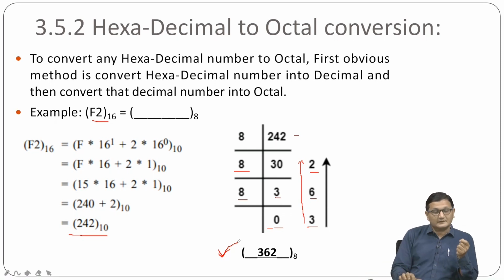But the thing is, it is a little bit complicated, because we have a hexadecimal number, then we convert it into the decimal form, then again we find the octal from that decimal. So, it is a little bit complicated. Is there any other, easier method?